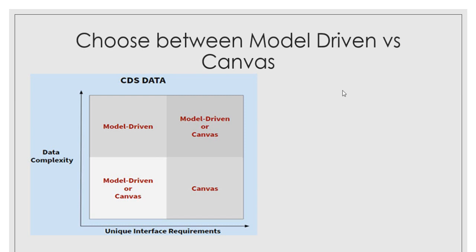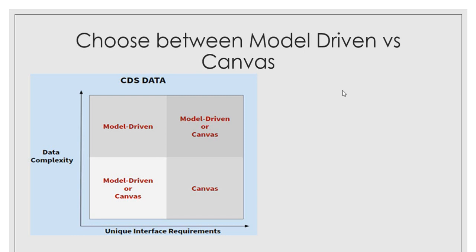So in PowerApps, as you might know, there are two types of apps we can create. One is model-driven and another is canvas. So how do we decide which one to choose? The simple rule is to compare the data complexity versus UI requirements.